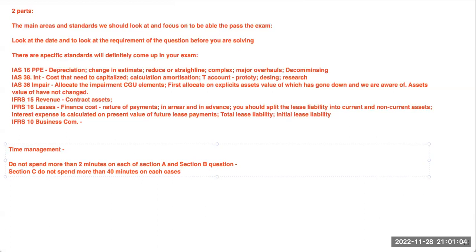So the tip is, do not spend more than 2 minutes on each question. Do not spend time on a question that you don't know. If you are not sure of your answer, please flag it and return after you have completed all your responses. And I hope that by following my tips and my recommendations, you will be able to pass your exam.